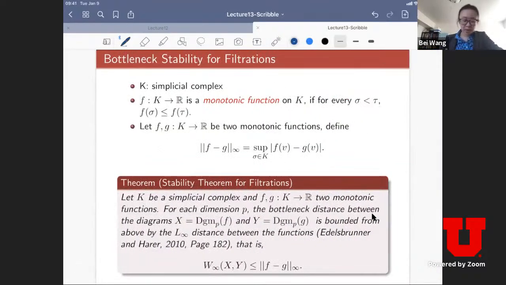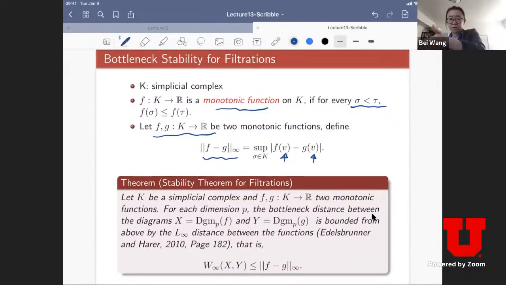So remember, one way to build my filtration is to have a monotonic function defined on my simplicial complex, right? This monotonic function is such that if I have two simplices where one is a face of another, then the face of a simplex has to show up early. This is really the foundation of building a filtration. Now, suppose I have two functions, f and g, defined on the same simplicial complex, and I define the L infinity distance between these two functions by looking at the worst functional difference across all simplices, right? So for each simplex in my simplicial complex, there's a value of f and a value of g. I'm looking at the difference, and I take the largest difference across all simplices.